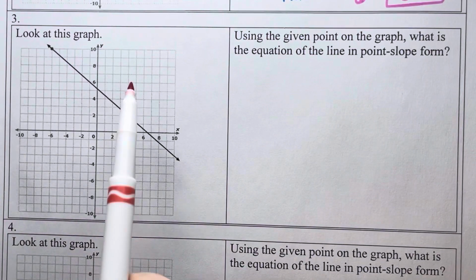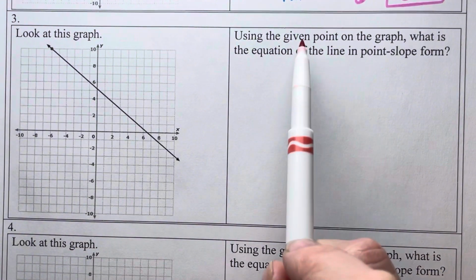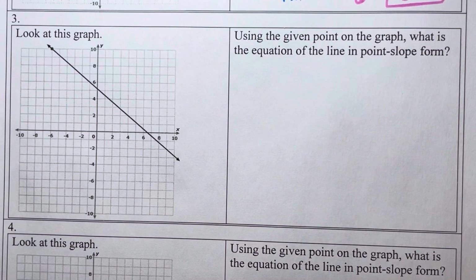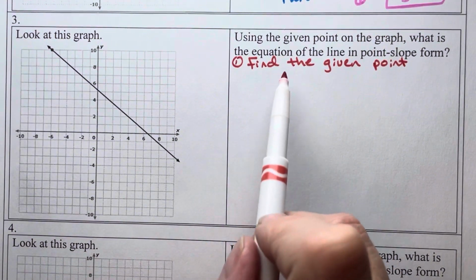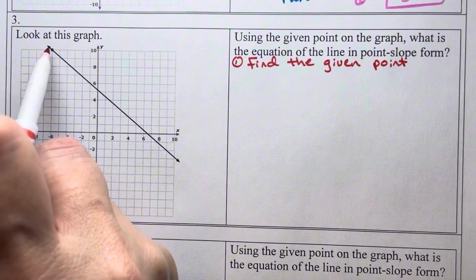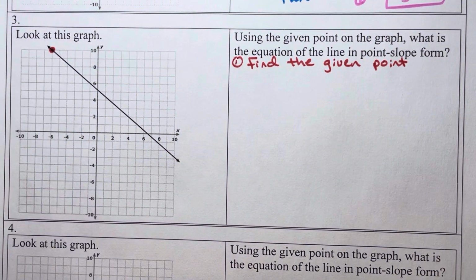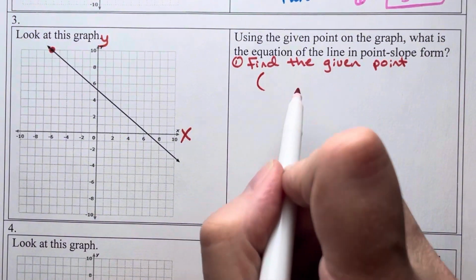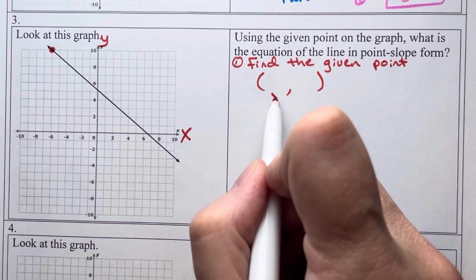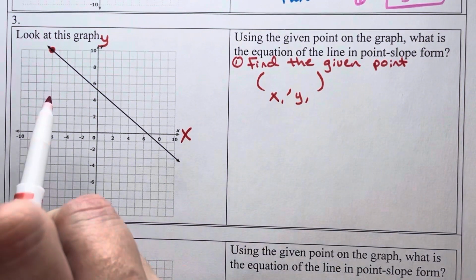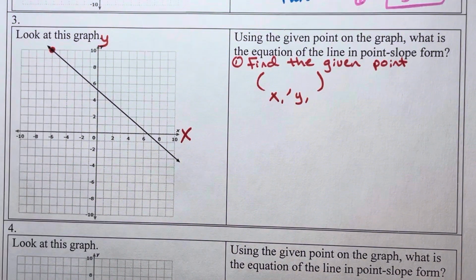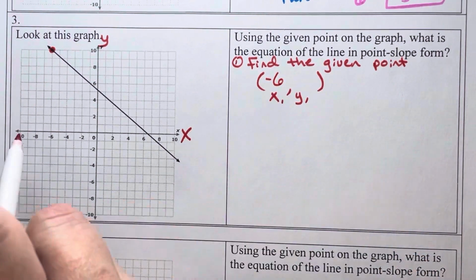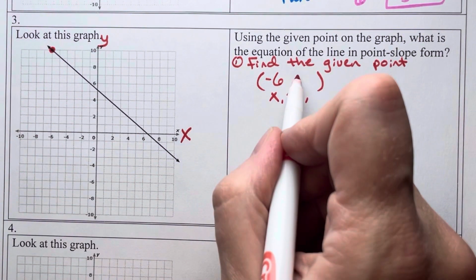Example 3. After looking at this graph, we are going to use the given point on the graph to determine the equation of this line in the point-slope form. Let's start this process by finding the location of the given point, which is all the way here at the top of our graph, with our x and y axes nicely labeled so that we can read our location real nice and clean. We can determine that this point is located with an x value of -6 and a y value all the way at +10.